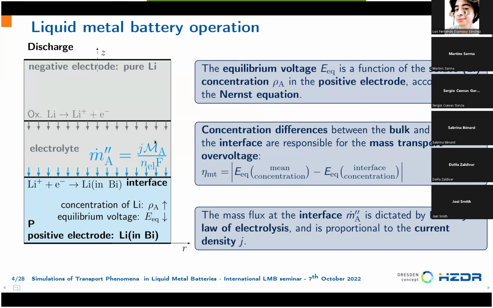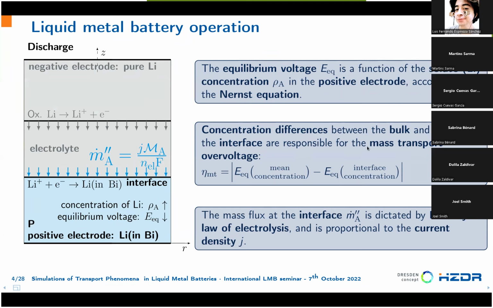And now it's important to focus on the operation: what is the role of mass transport? In particular, we can first notice that concentration, and so mass transport, is important in the positive electrode, because the equilibrium cell voltage of the cell is a function of the concentration at this positive electrode-electrolyte interface, which in the following we just refer to as the interface. And the equilibrium cell voltage here is computed with the Nernst equation.